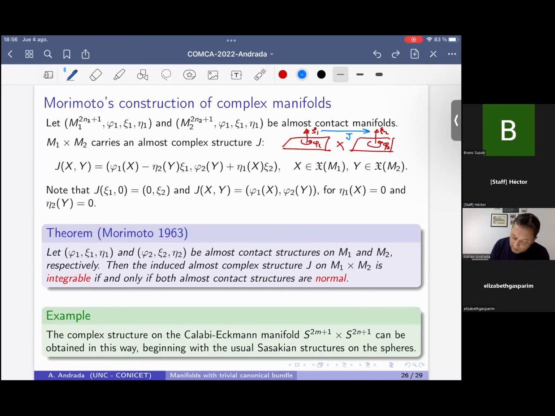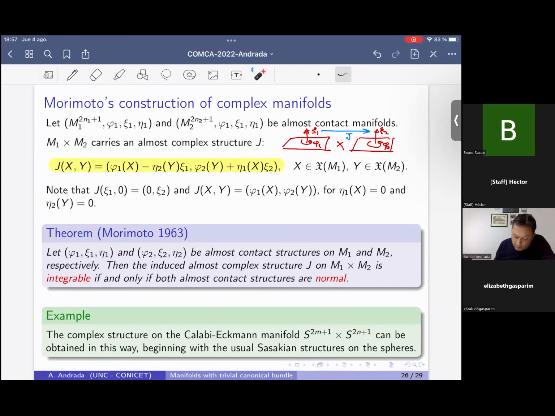J2, no, j, only j. So that is the way of defining a natural almost complex structure on the product manifold. I guess this is the formula, the correct formula, but that is the idea. It's phi on this part, it's phi 1 in this part, phi 2 on this part, and sends psi 1 to psi 2.